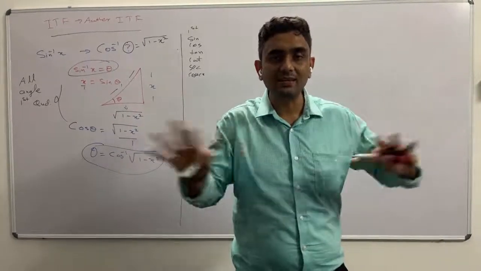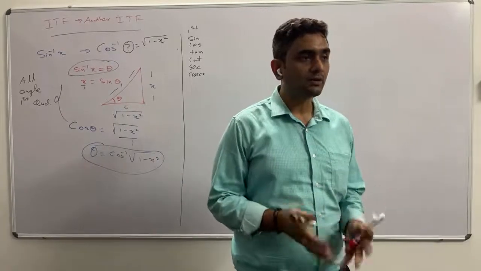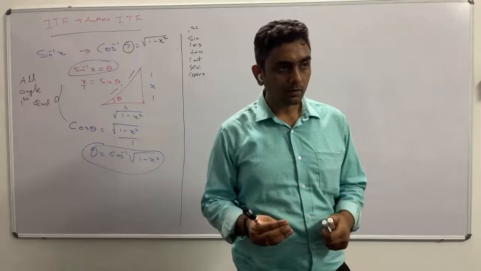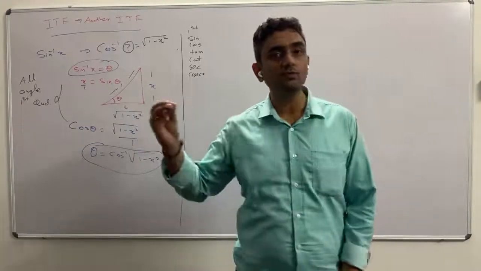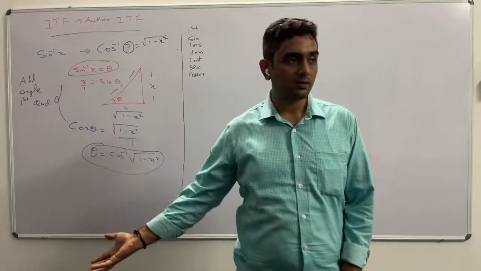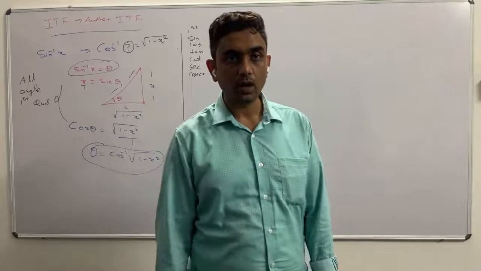So unless something is given in the question, you can blindly assume that it's the first quadrant. If it is given, then you find out what it will be in the first quadrant, then appropriately change the value for the other quadrants. That we will see with the properties of ITF later, how you can change it.